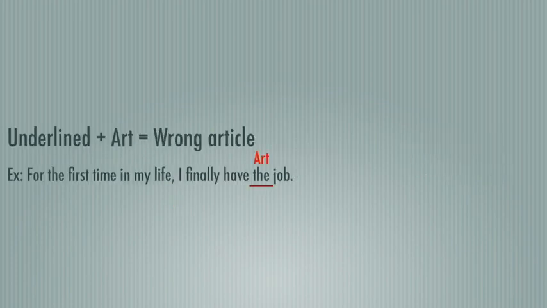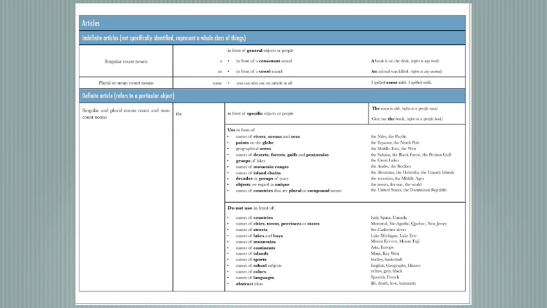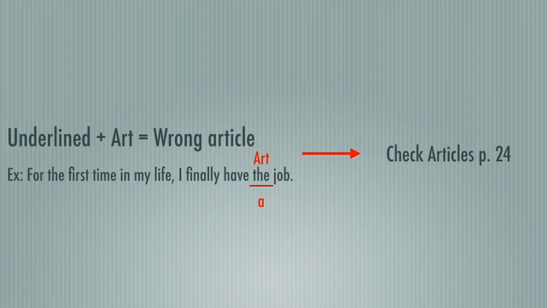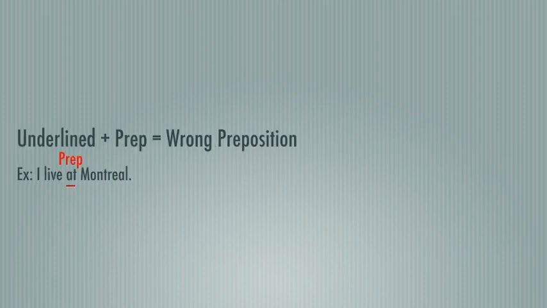Underline plus ART is the wrong article. So you have a and the in English. So in this context, for the first time in my life, I finally have the job. It could be right, but depending on the context, you would have to use either one. So this time, check page 24. Okay, so which one you have to use in this context is going to be a job.